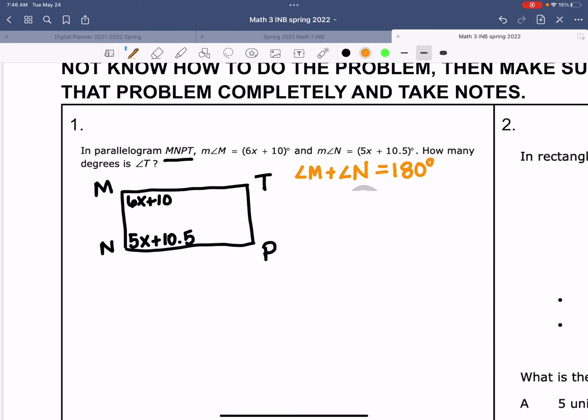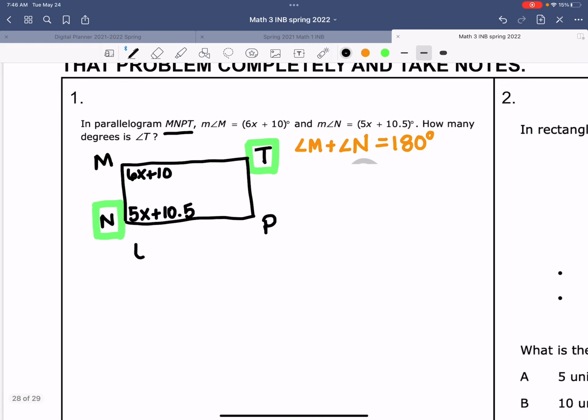Now, they want us to find angle T. Well, if they want us to find angle T, that means that once we find angle N, those two are congruent to each other. So the first thing we got to do is we got to solve for x. So we're going to set up the equation. So we have 6x plus 10 plus 5x plus 10.5 equals 180 degrees.